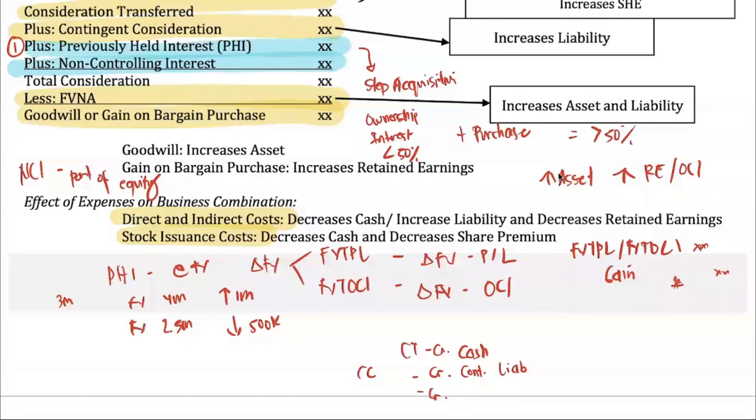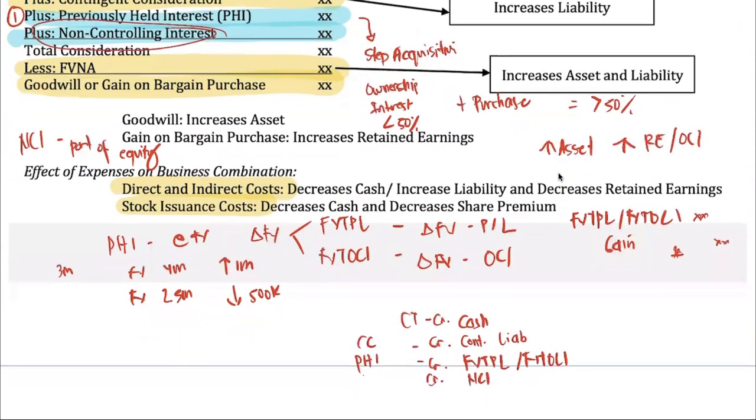So initially you increase that, right? And then subsequently, you remove it, FVTPL or FVTOCI, for this previously held interest. And then you will also record the non-controlling interest. So credit non-controlling interest. Non-controlling interest will be part of your equity. Sir, how about your previously held interest? You will just increase first, take note, increase first, and then subsequently, you will deduct.